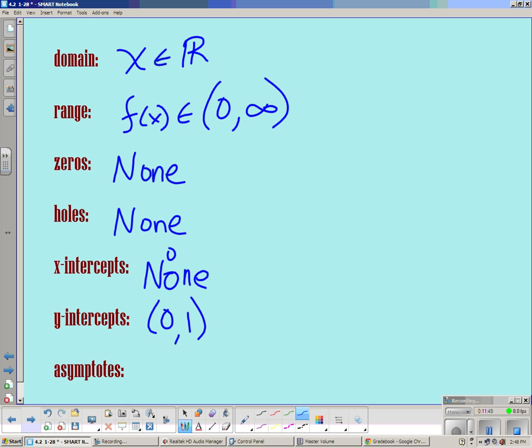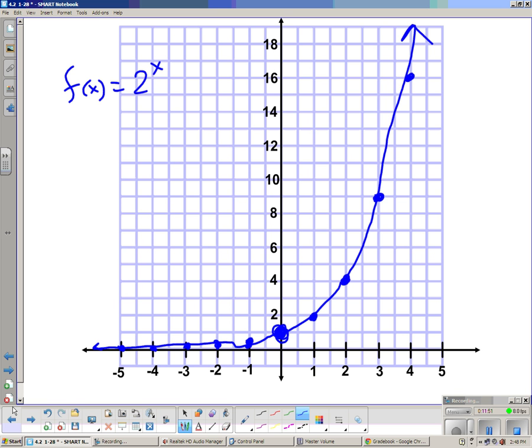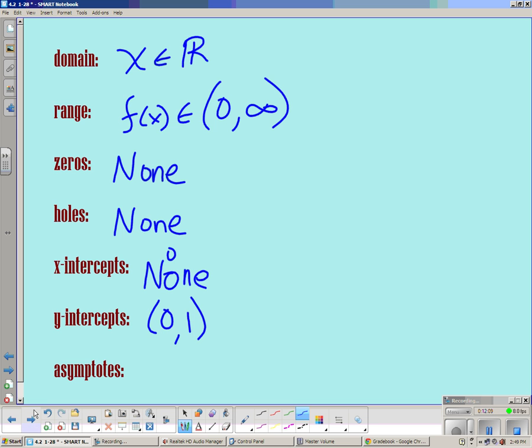And finally, asymptotes. Okay, when we go back, if we look at the x-axis, as x approaches negative infinity, the function approaches that x-axis. So we do have an asymptote on the x-axis. Okay, so the way that we write that, as x approaches negative infinity, the function approaches 0. Okay, it approaches that x-axis.